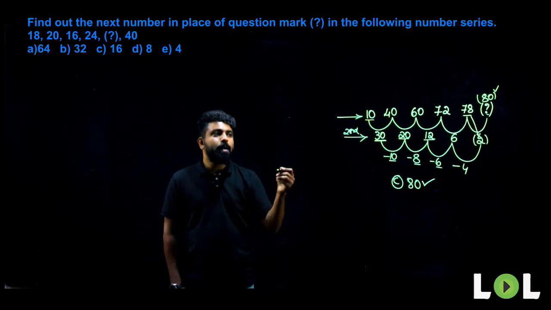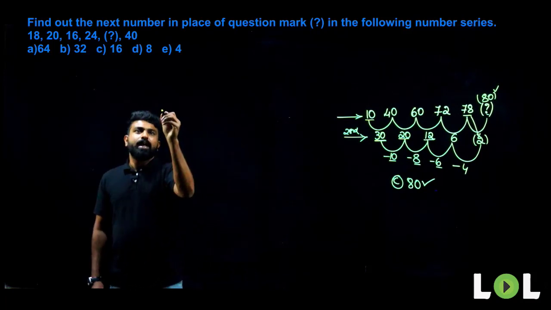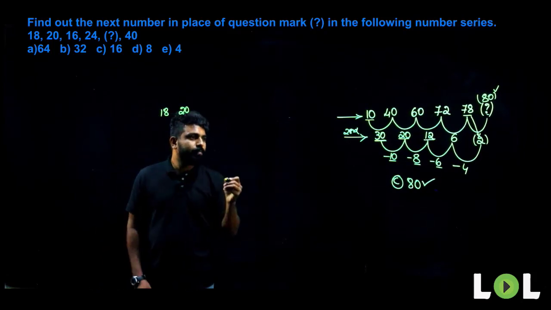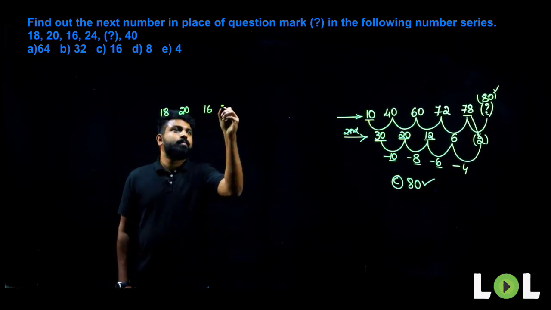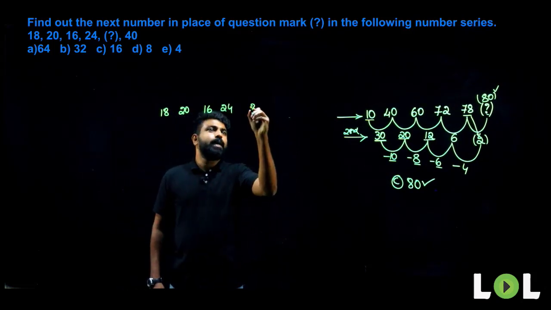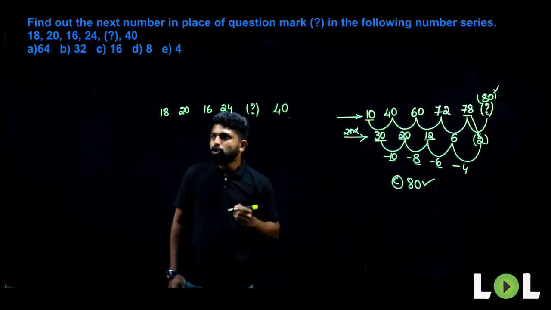Again, this is a missing term question. So what is the series? The series here is 18, and then there is 20, then there is 16, and then there is 24, and then there is a question mark, which is my missing term, and then there is 40 here. So how do I go about it?